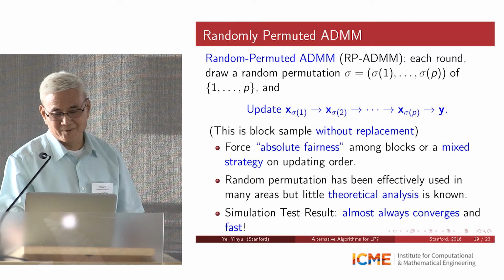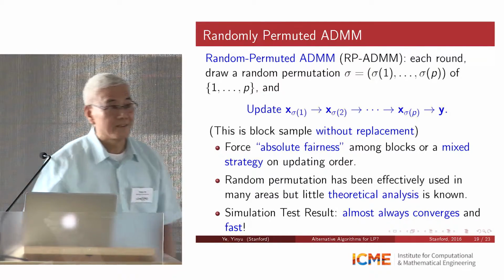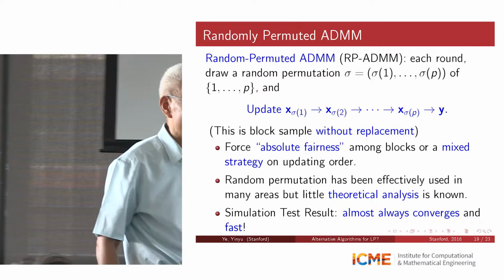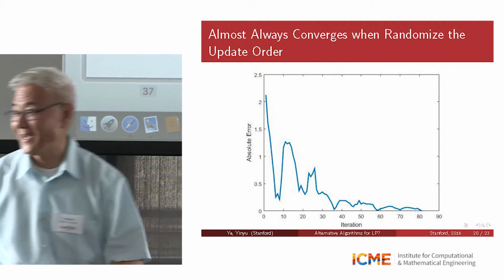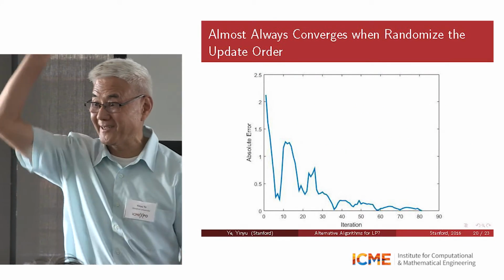So this is what I said. You randomly permute, and it actually always converges. But on the same bad problems, the fixed-order version always diverges.